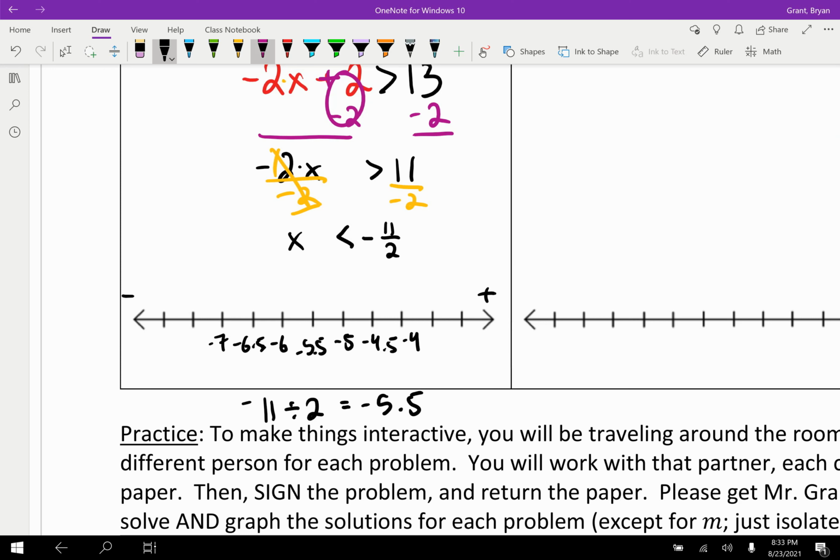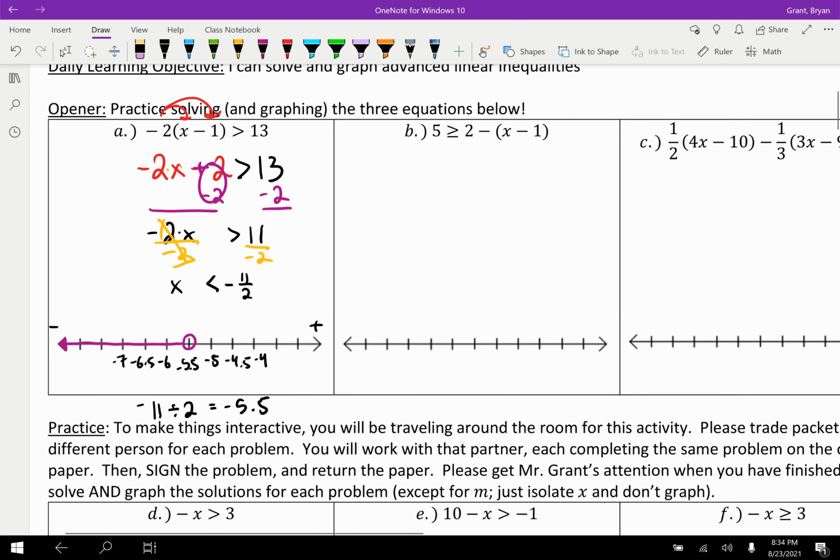All right, we know we're starting at negative 5.5, and then it says x's have to be less than negative 5.5. Less than means more negative, so we go to the left. Excellent. And then last but not least, do we fill in the circle? Well, we do not, because there's no equal sign up here.